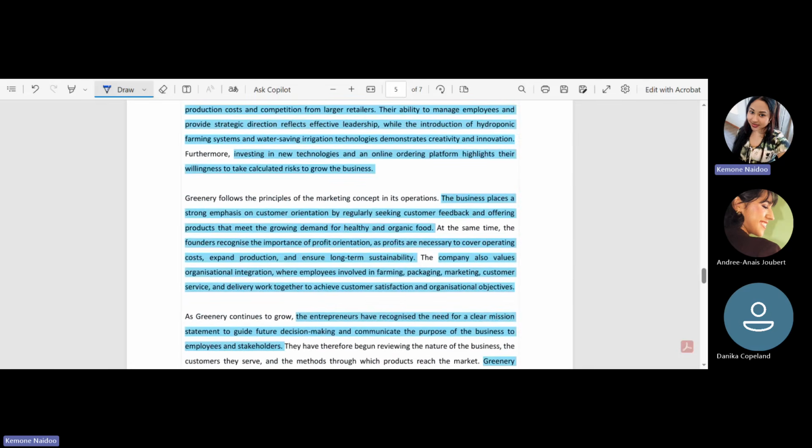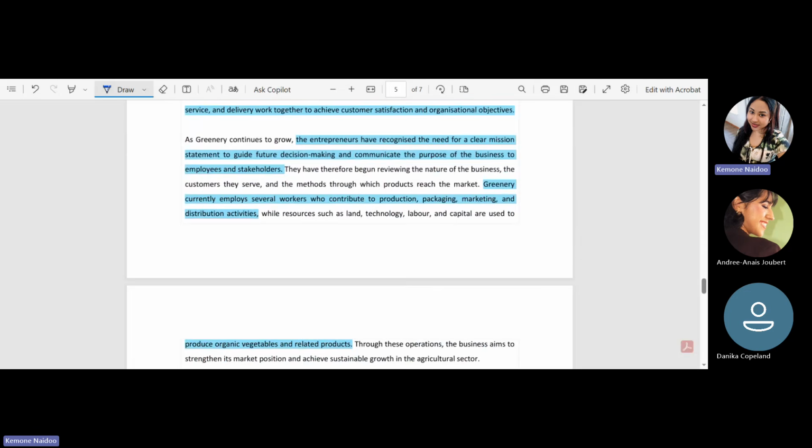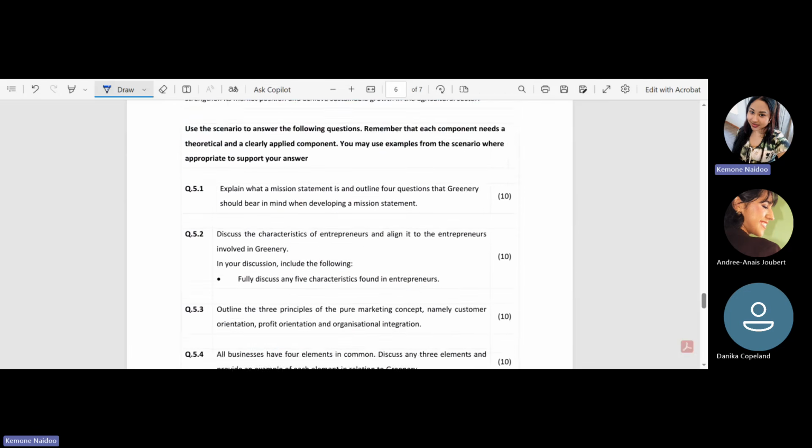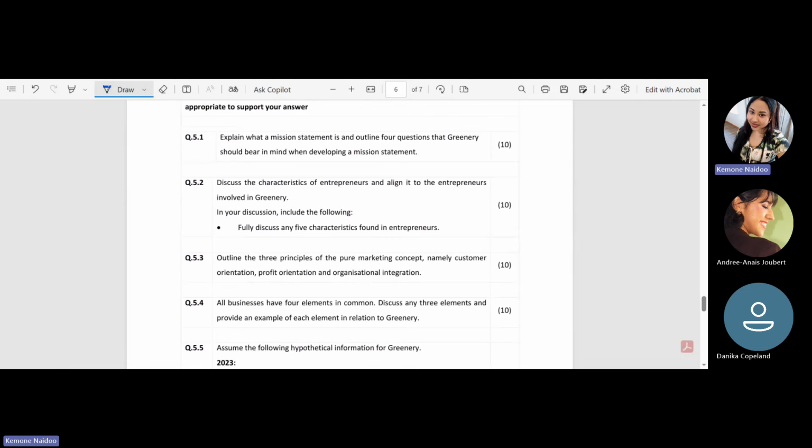They talk a little bit about what the business focuses on in terms of its customers, profit, sustainability, and also in terms of entrepreneurship as well. Okay. So now we look at the questions. Firstly, we are asked to explain what a mission statement is and also outline 4 questions that Greenery should bear in mind when developing a mission statement.